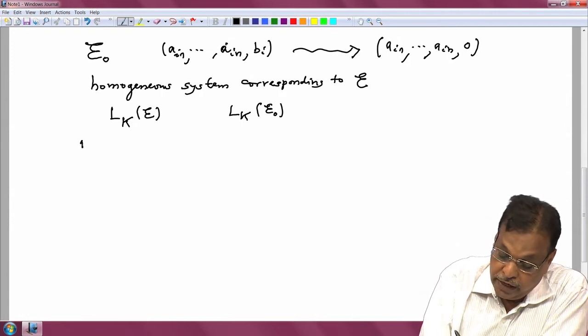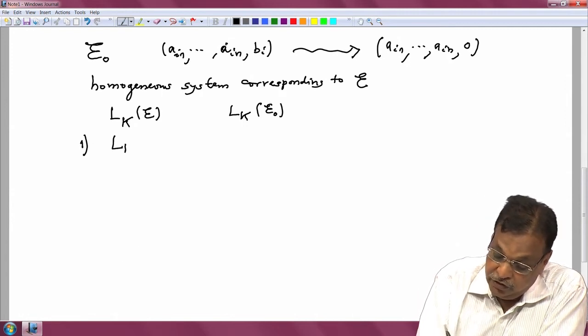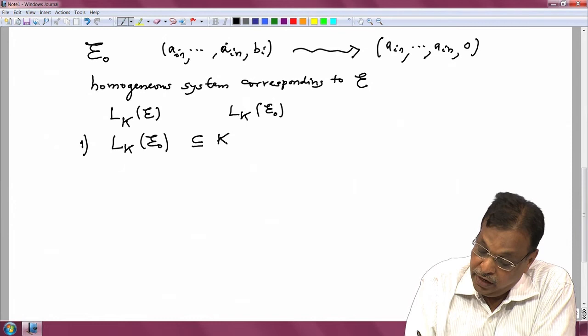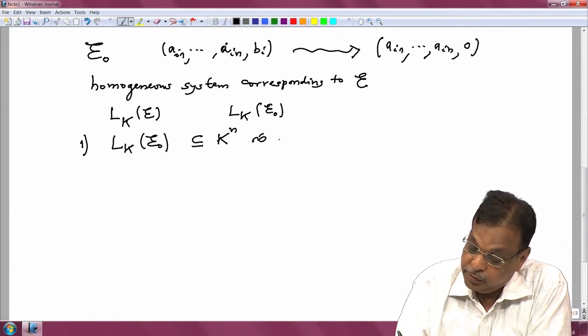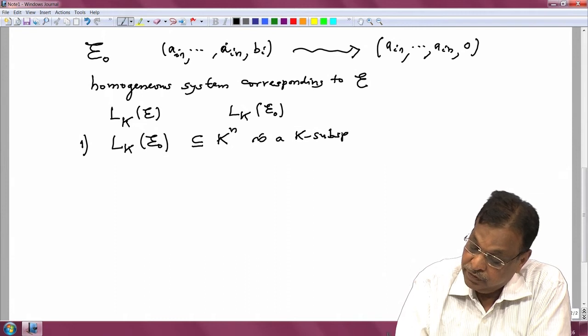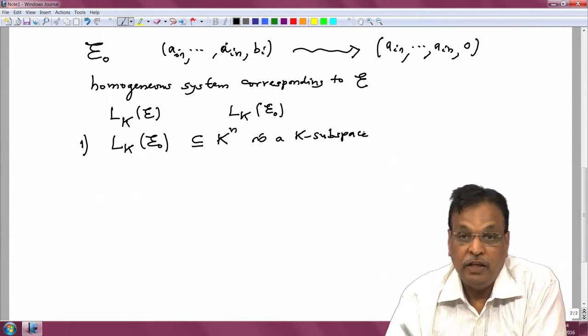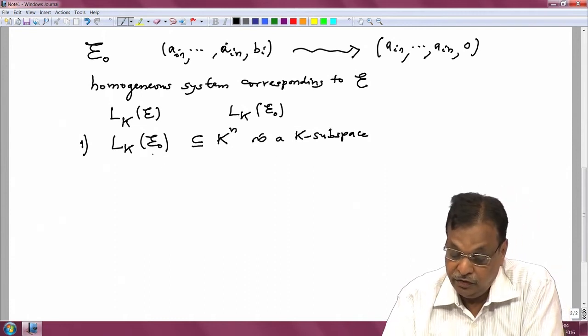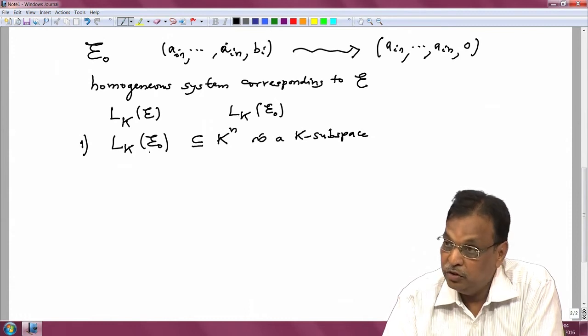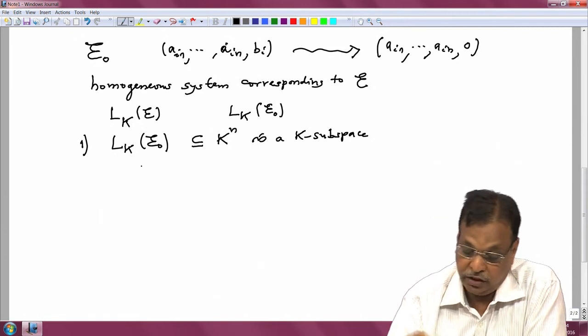First thing we have noted, that LKE0, which is a subset of K power n, is a K subspace. So, it has a nice structure. That means, if we have two solutions of the homogeneous system, then their sum is also a solution and their scalar multiple is also a solution. This we have checked last time.